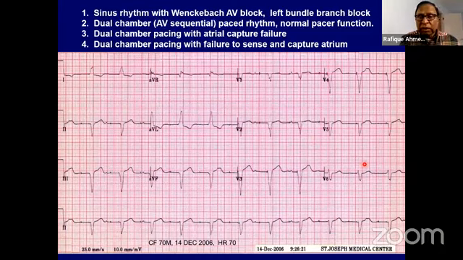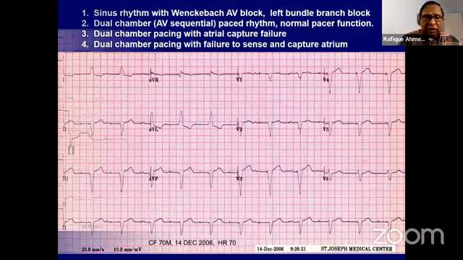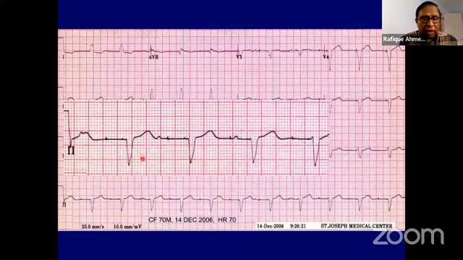So what I did is let's expand this. There is an atrial pacing spike and there is no P wave. So clearly there is failure to capture the atrium. Sometimes you can see a P wave just before it, but in this one there is a P wave and it paces the atrium. That means it did not see this P wave. So there is failure to capture and failure to sense.